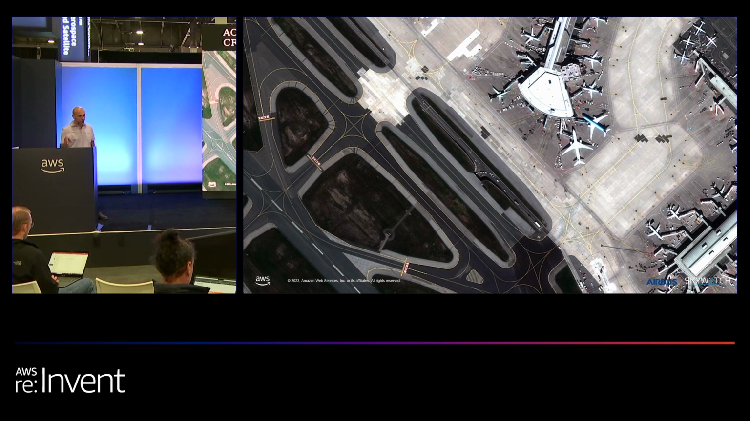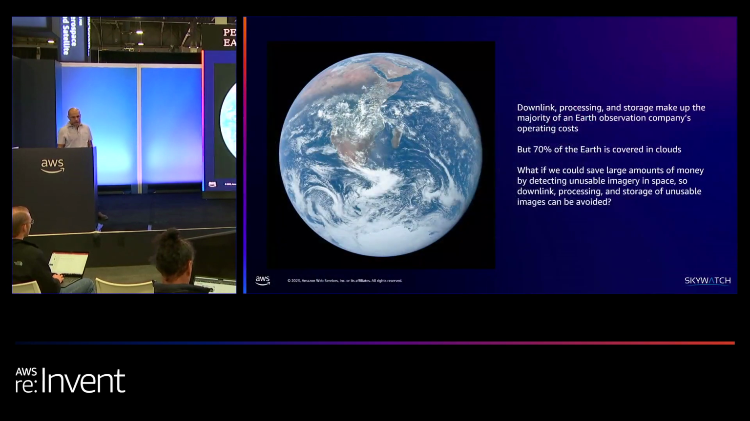But there's a perennial problem that plagues Earth observation, and that's that at any given time, roughly 70% of the Earth is occulted by clouds, right? So that means we have customers and satellite operators who are paying to navigate a satellite over a particular area of the Earth, open an aperture, capture an image.